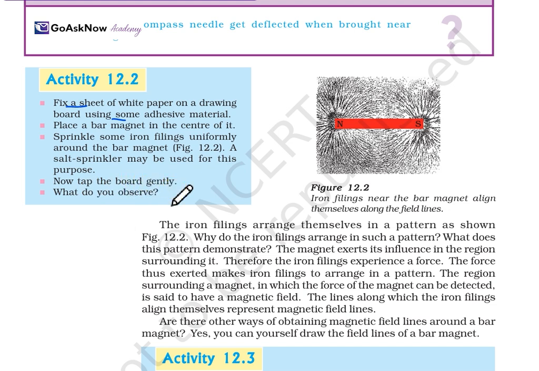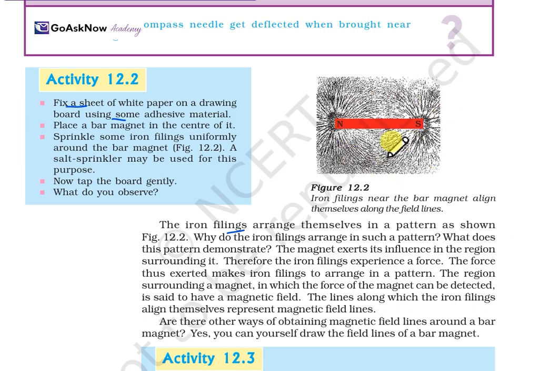What do you observe? You sprinkle the magnetic material and observe what will happen. The iron filings arrange themselves in the pattern shown in the figure.